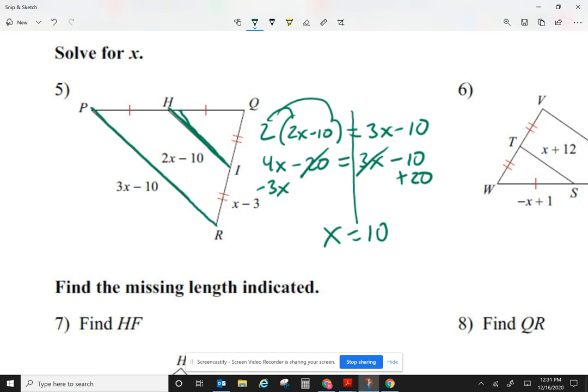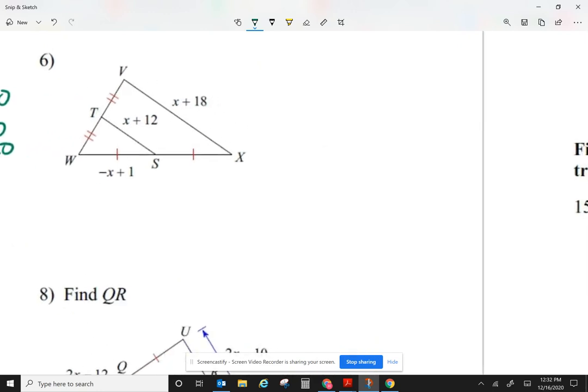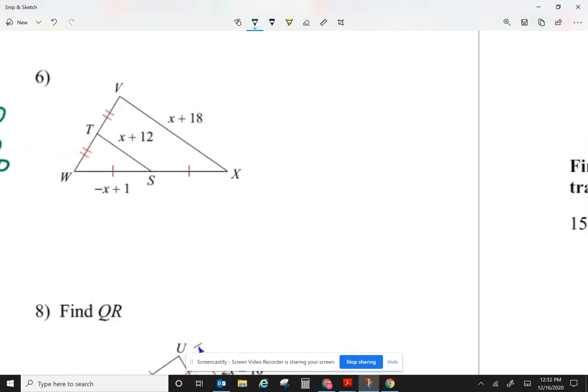X equals 10. The instructions are solve for x. X equals 10. Don't forget that on my homework, you just type in the number. You don't have to type in x equals. Just type in 10. All right, let's take a look at number 6. We're solving for x here as well. So I'm going to focus on the midsegment, and then I'm going to see the side that is parallel to it. Everything else I'm going to ignore. The midsegment is x plus 12.